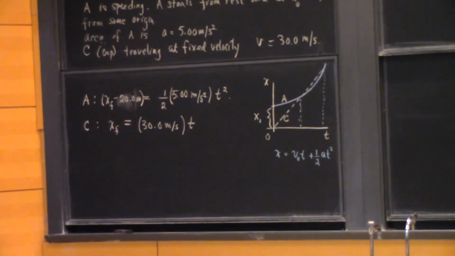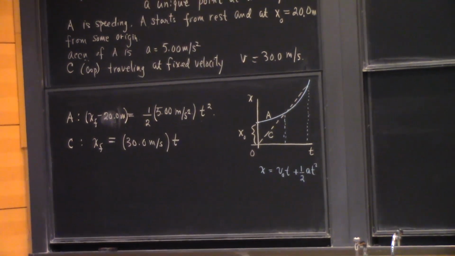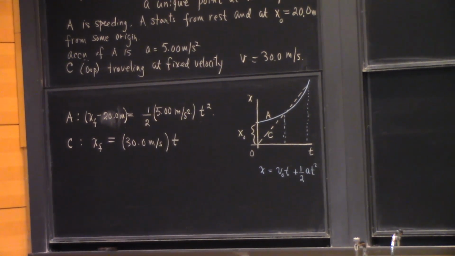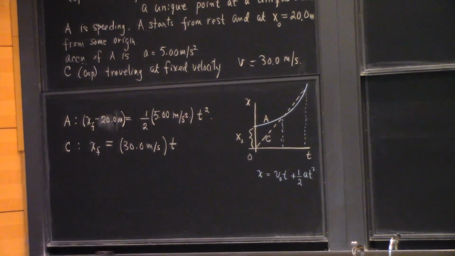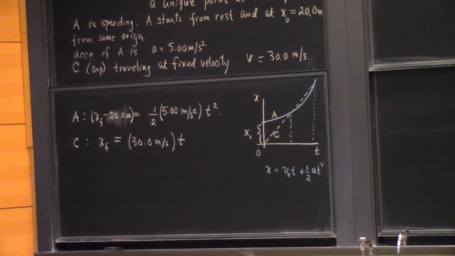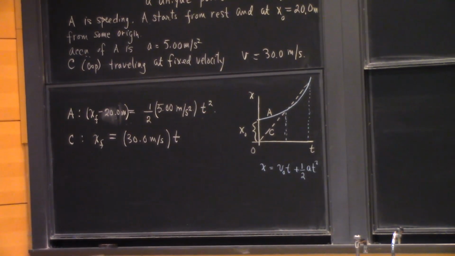So now you see you have 2 unknowns. You don't know what xf is, and you don't know what the time is. You have 2 unknowns, and you have 2 equations. So at this point, this becomes a problem that you can solve. So the equations are set up.